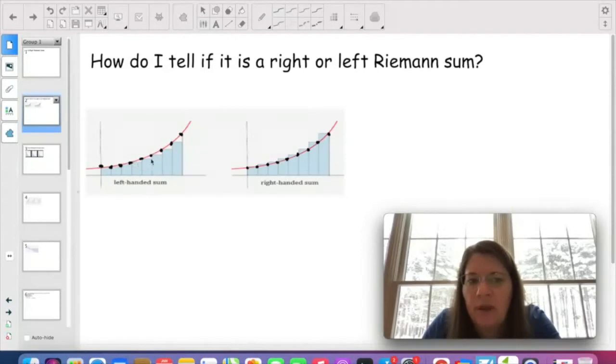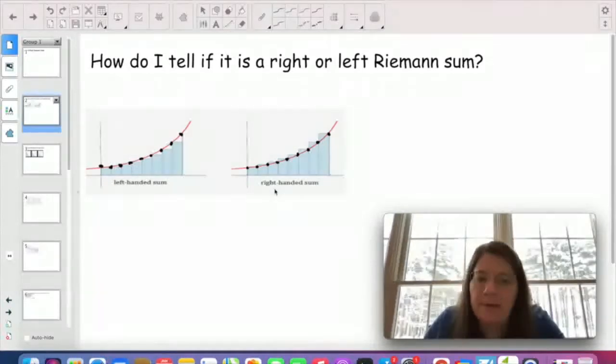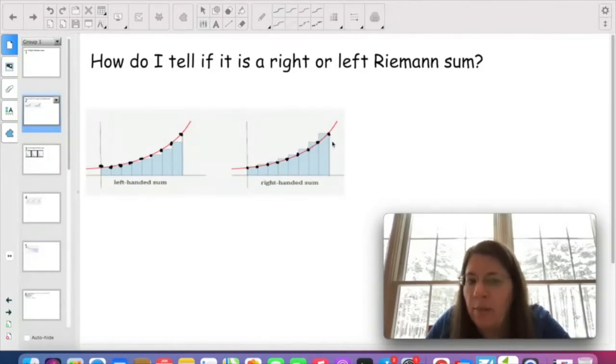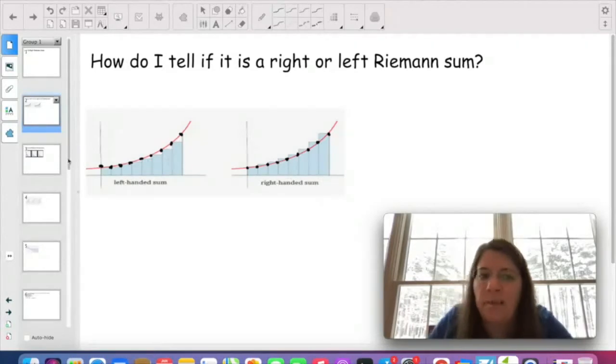It's easier to see up here because they're not so close to the red function. For the right Riemann sum, if we're drawing from the right, you can see that the rectangles are drawn from the right, then down to the function. So wherever the right end of the rectangle would be showing up on the function itself, we draw the rectangle toward the left. So from the right to the left for the right Riemann sum, from the left to the right for the left Riemann sum.